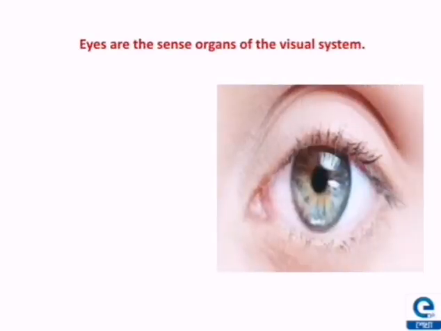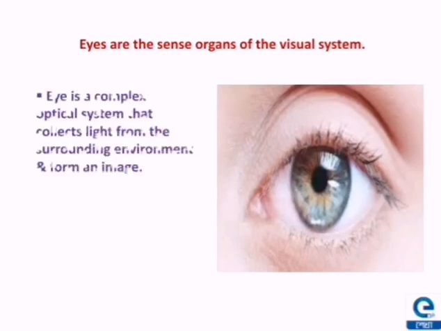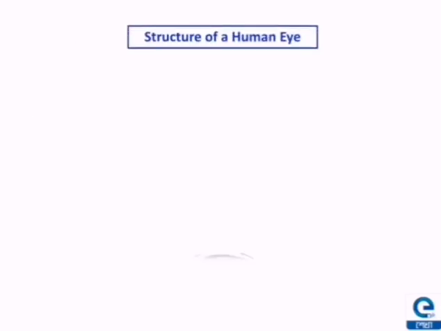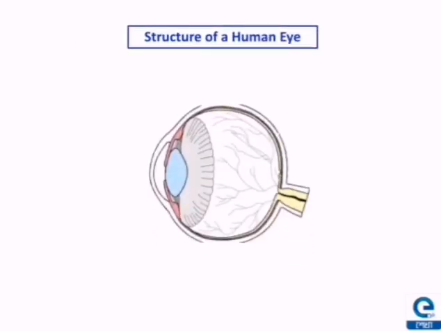Eyes are the sense organ for vision. The eye is a complex optical system that collects light from the surrounding environment and forms an image. It detects the light and converts it into electrochemical impulses in the neurons. Now you can see a diagram of the structure of a human eye.